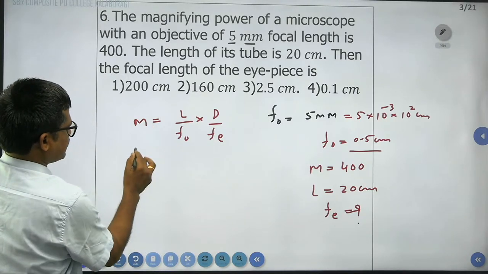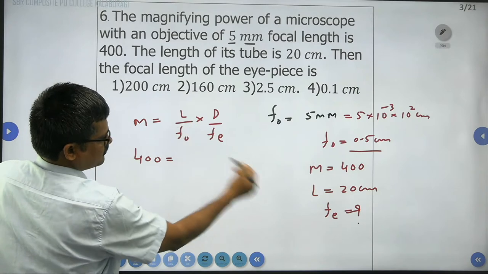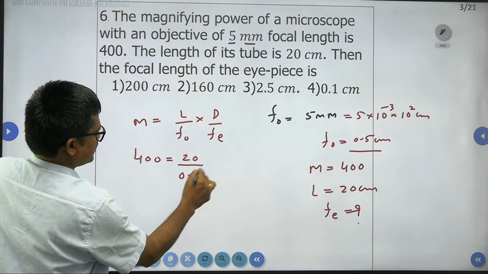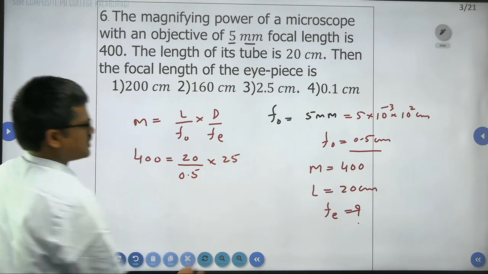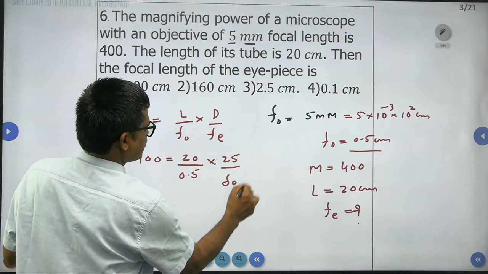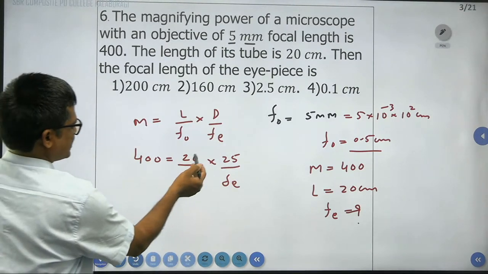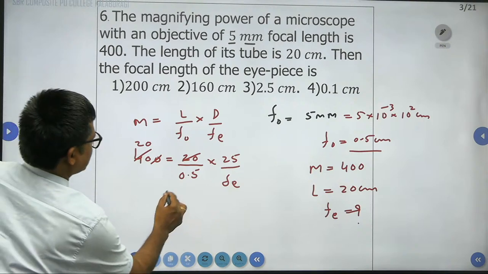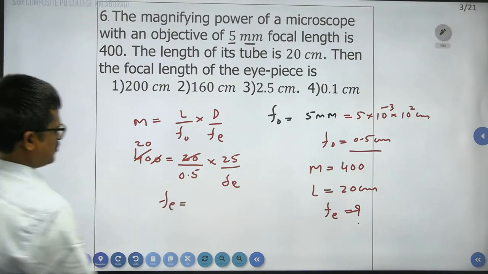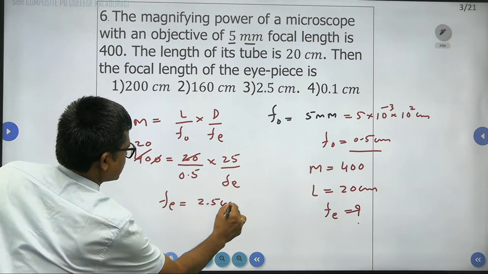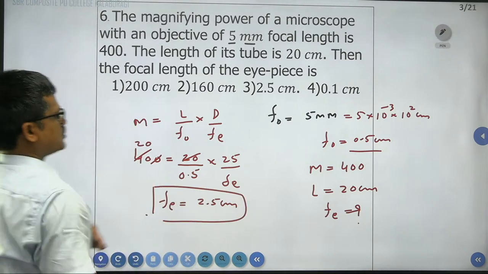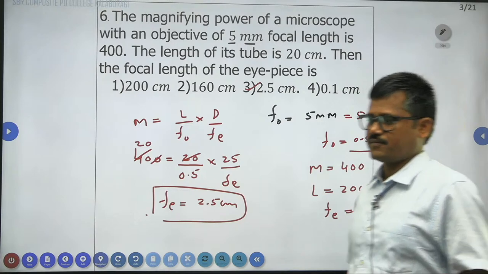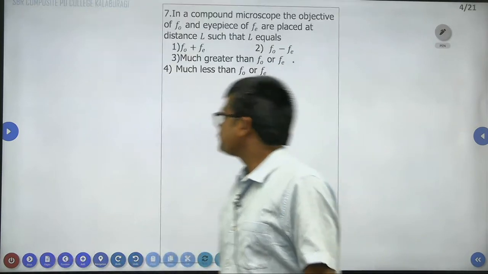What is the M value? It is given as 400, equal to the length of the tube, which is 20 here. The focal length of the objective given is 0.5 here. Into capital D, which is a standard value; nothing is given, so we'll go with the standard value. Then the focal length of the eyepiece. Got my point? We can cancel it out. Then FE, if you calculate it, comes out to be 2.5 centimeter. Can you calculate this? Okay. So what is the focal length of the eyepiece? It comes out to be 2.5. So I'll go with this answer. Done? Okay. Now, go to the next one.